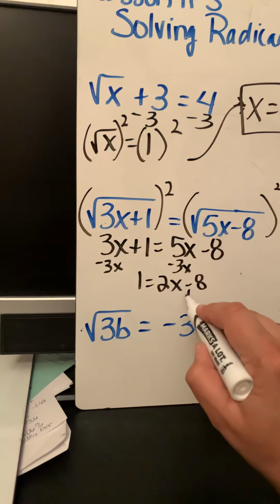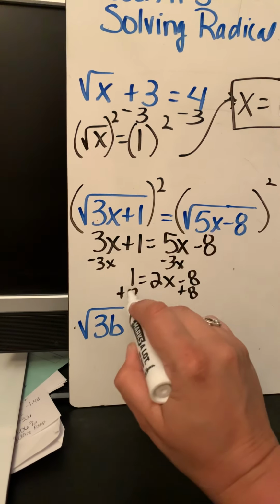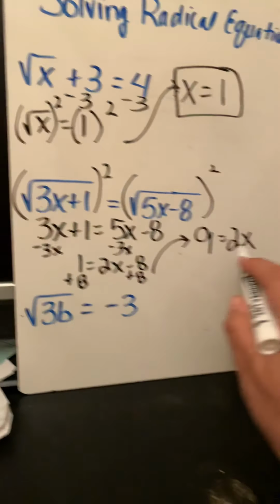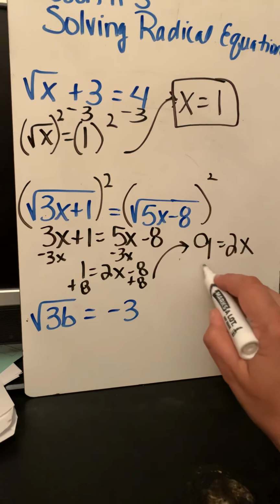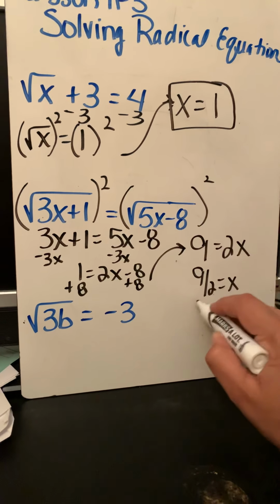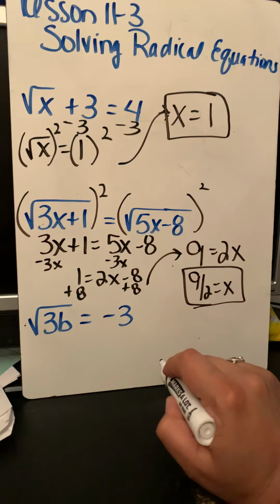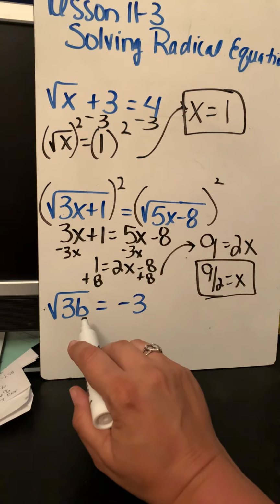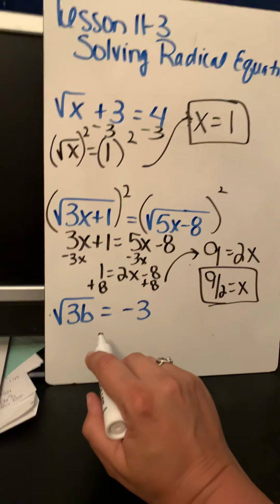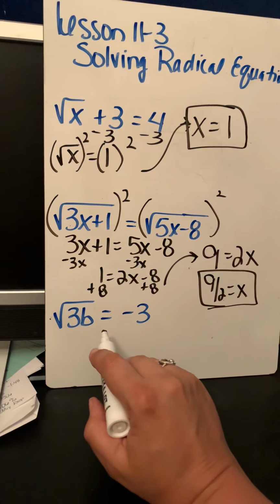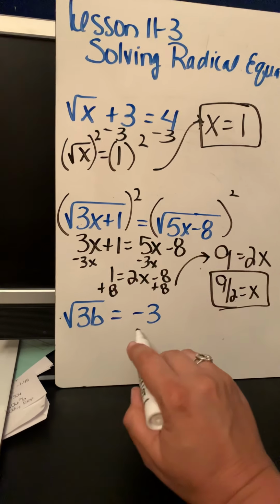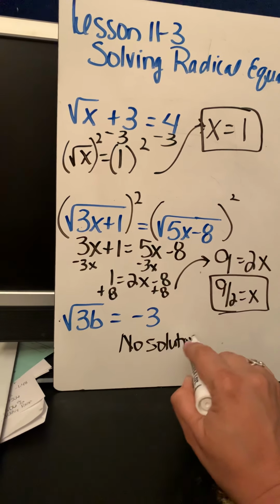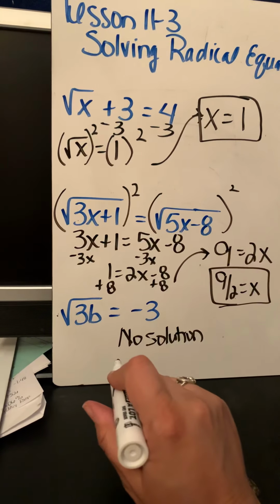Okay, now what? Add your 8. 9 equals 2x. Divide by 2. 9 halves equals x. This one down here, if I took the square root of the whole thing, would your answer ever be negative? Absolutely not. So when you see something like this, it's a no solution. So that one's a no solution.